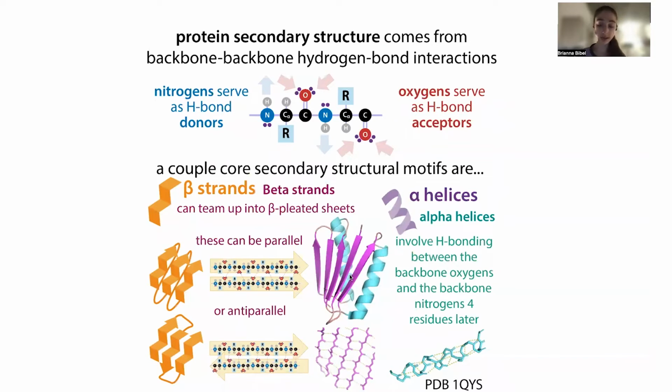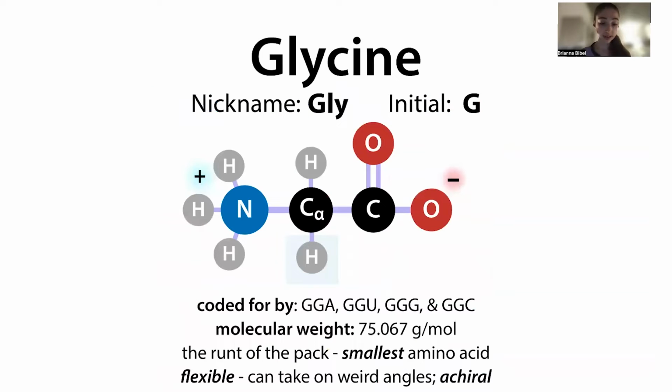And so we'll talk more about this later, but these strands and these helices, these are what we call the secondary structure. And they involve interactions between the backbone of the protein. Okay, so that was the sterics and size and everything, but there's a lot more going on with glycine that we can talk about.